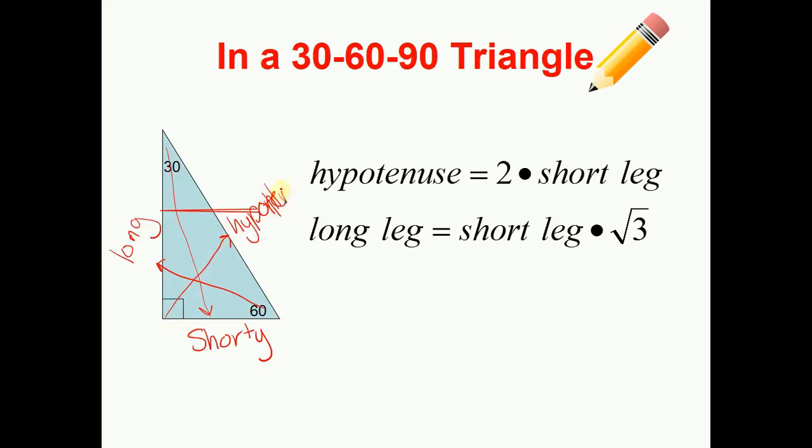Now, just like I talked about in class, your short leg is the first and most important guy in a 30, 60, 90 triangle. If you don't have the short leg, you need to get him because he unlocks everybody else. Because if you notice, to get the hypotenuse, you need the short leg. To get the long leg, you need the short leg. So you want to have the short leg first before anybody else.